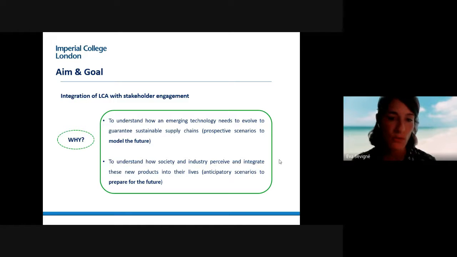So two main goals: to understand how an emerging technology needs to evolve to guarantee sustainable supply chains, in line with modeling the future, but also to understand how society or industry, in general stakeholders, will perceive and integrate new products, specifically when they are based on genetically modified organisms, how they are going to integrate and perceive them into their labs. And this is more in line with being ready for the future, how we can avoid any unintended consequences associated to our project or our product that are under development.